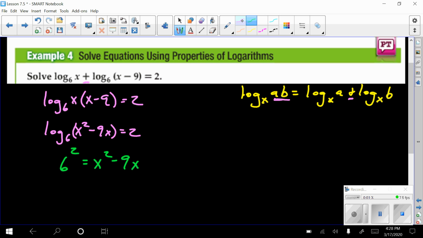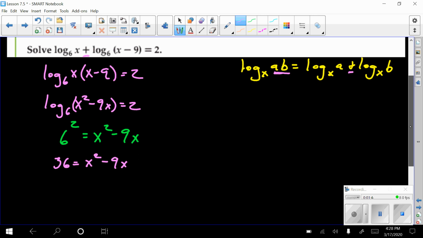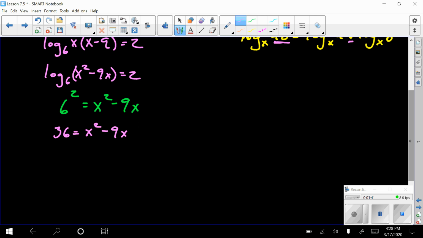And I go back to my techniques of solving quadratics. Change this to 36 really quick. And to solve quadratics, I know that I need to get everything to one side. So I'm going to subtract 36 over to get me 0 equaling x squared minus 9x minus 36. We can use completing the square, the quadratic formula. We could even graph it if we want. But in this case, let's just do it algebraically.